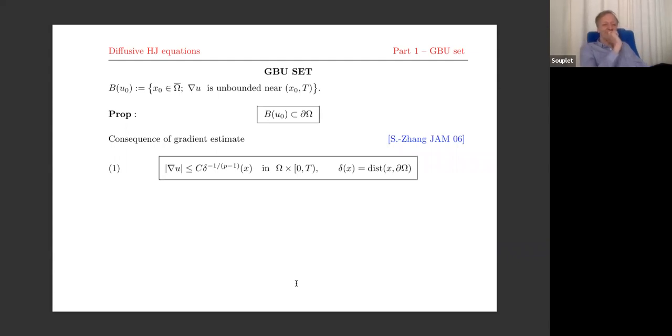Now let's start with the gradient blow-up set. Let me define the set B, for given initial data u0, to be the set of those points in the closure of the space domain such that the gradient becomes unbounded near that point and near time t equal to capital T. Capital T, as I said, is the first blow-up time of the solution. So the key fact is that the singular set B is always a subset of the boundary. This is a consequence of a gradient estimate that we proved with Chipot a long time ago, which tells you that the gradient is bounded by a negative power of the distance to the boundary, and the power is 1 over p minus 1.